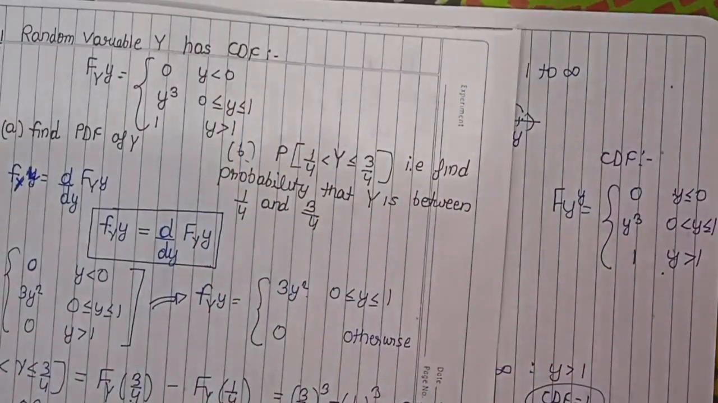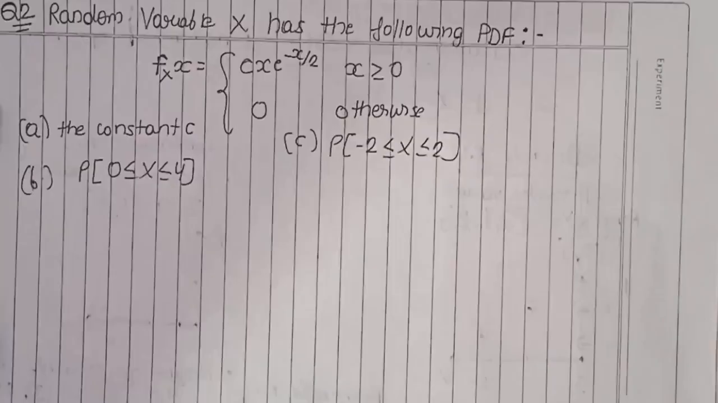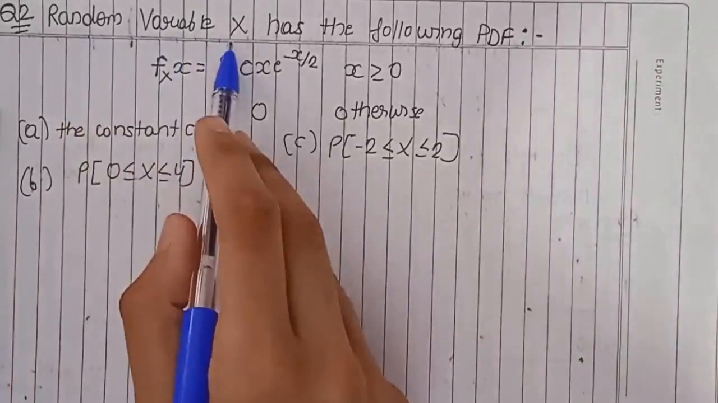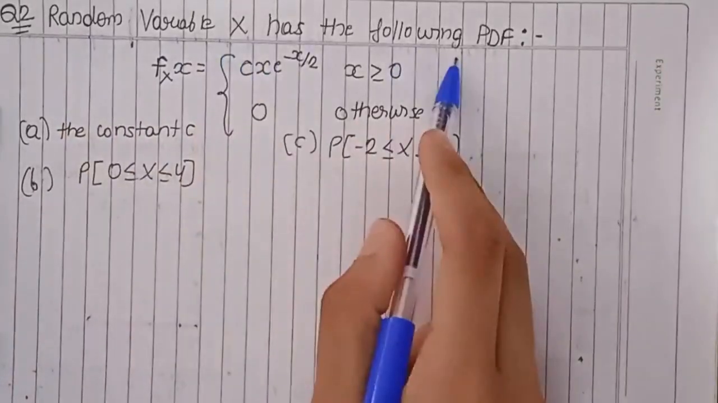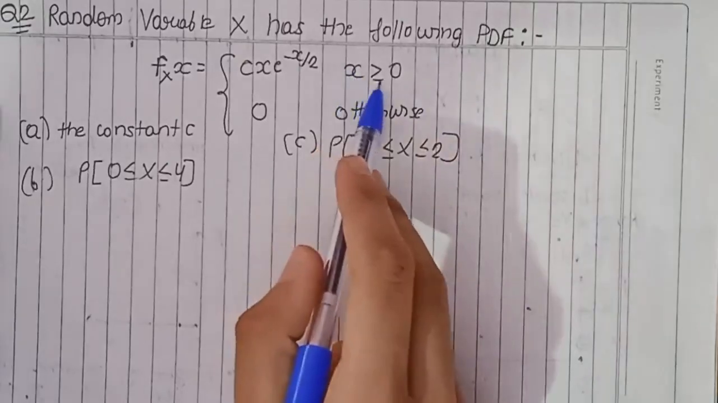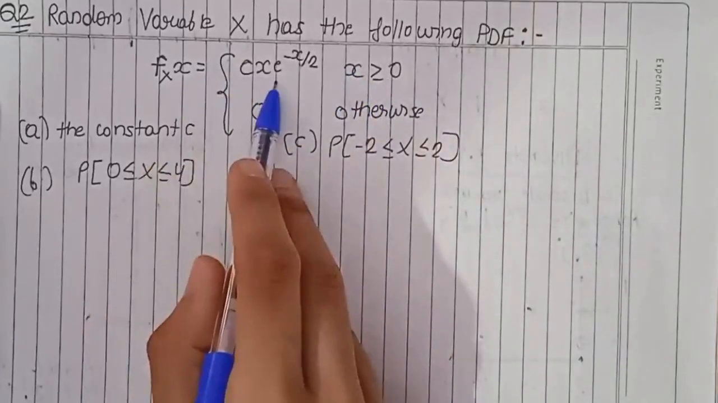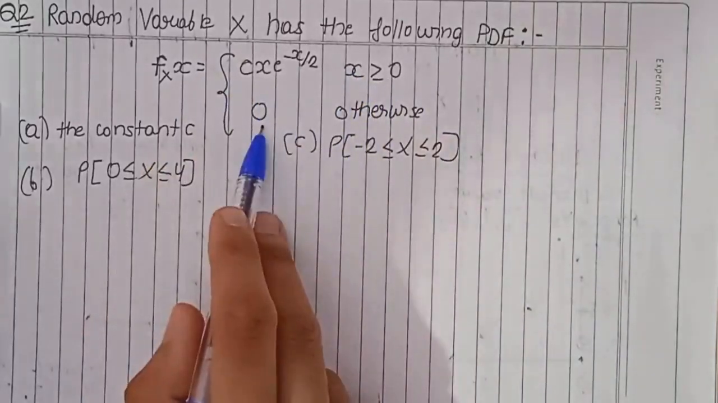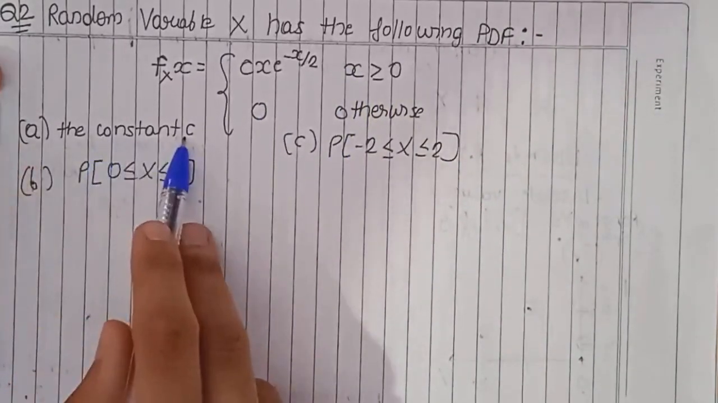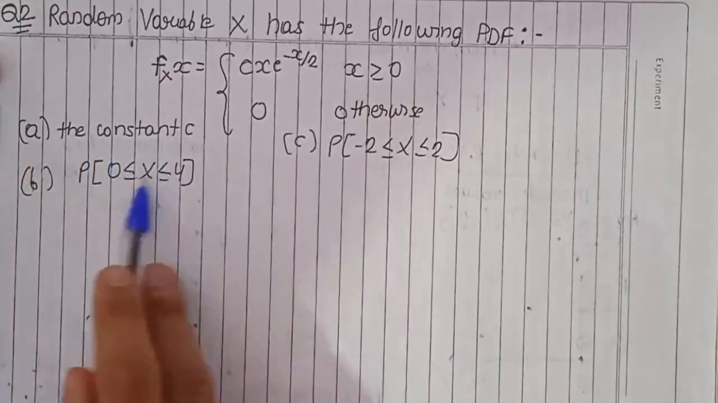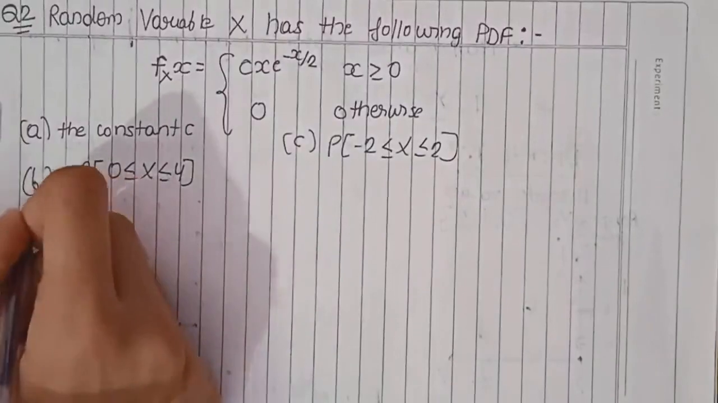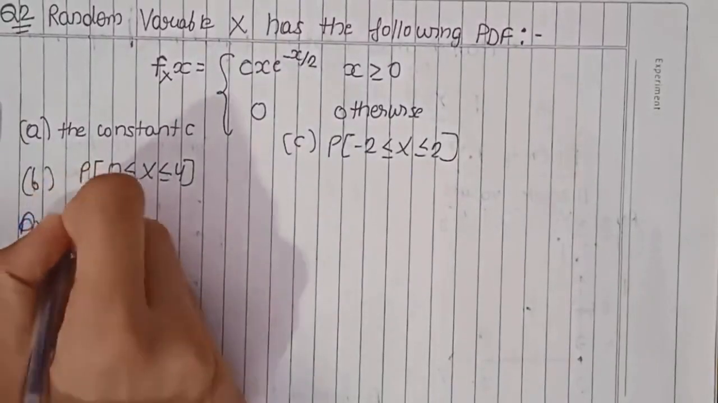Now let us move on to the second question. The second question says that the random variable x has the following PDF, where it is given to us for x greater than or equal to 0, the PDF value is this, otherwise it is equal to 0. And in the A part we need to find the value of the constant C, and in the B and C parts we need to find the probabilities between the different ranges. So let us start the A part.